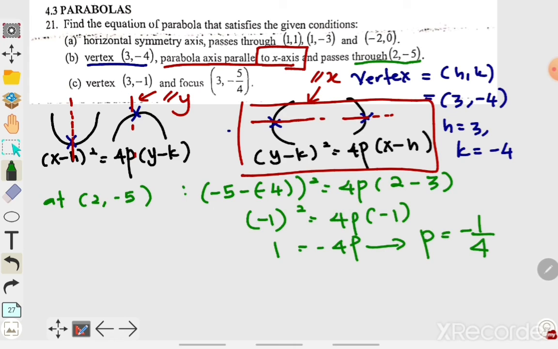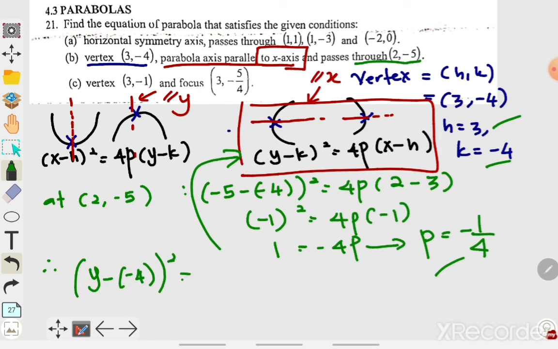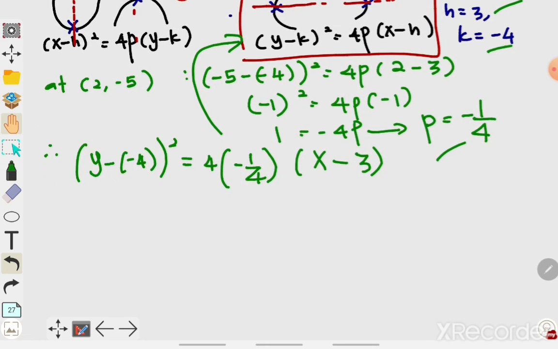Okay, how to do this? You have the h, you have the k, you have the p. Let's substitute all these back into the formula. Therefore, y minus k is negative 4, then squared equals 4 times p, which is negative 1 over 4, times x minus h, which is 3. Let's simplify this, and finally you have y plus 4 squared equals negative x minus 3. Done.